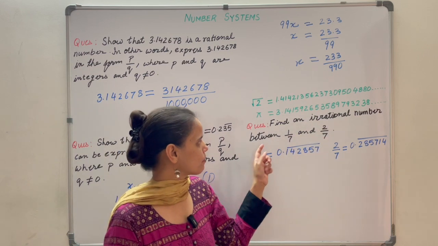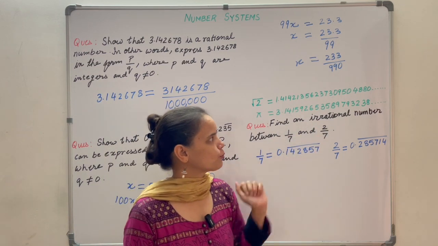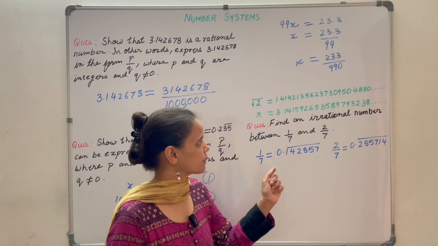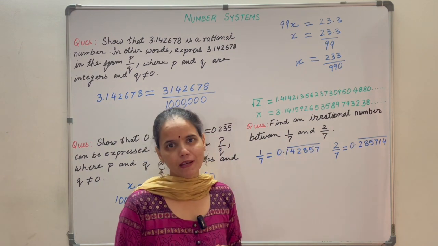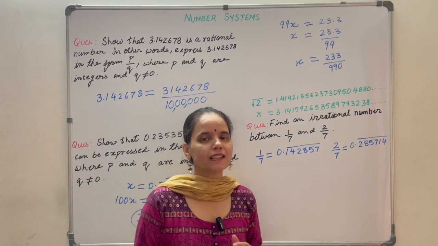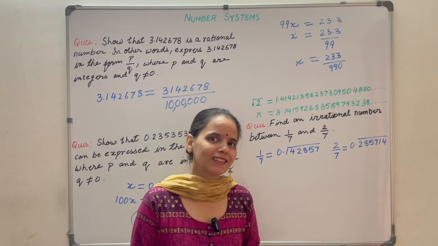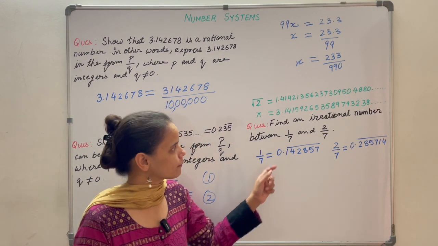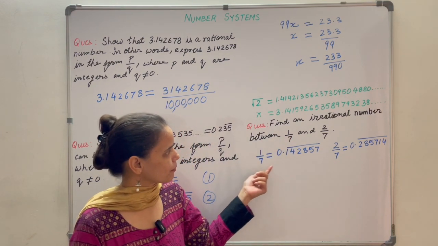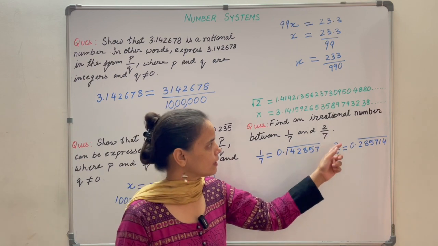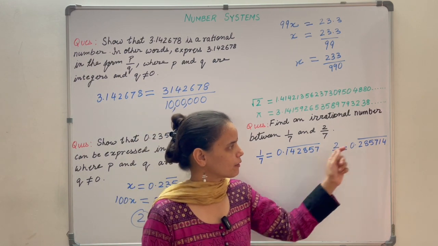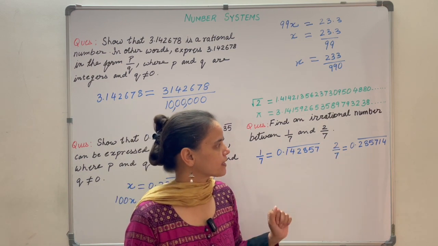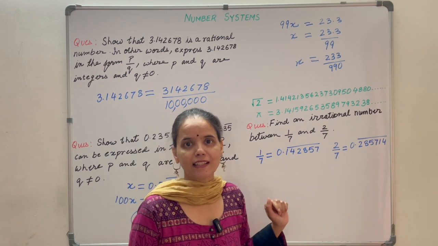Find an irrational number between 1 by 7 and 2 by 7. So you have to find one irrational number between 1 by 7 and 2 by 7. There are infinite irrational numbers between two given numbers. Here you have to just write down 1. To do that, first write this rational number in decimal form. Similarly, write this number in decimal form. How will you do it? Just divide 1 by 7 here and divide 2 by 7 here, and you can get the decimal form.